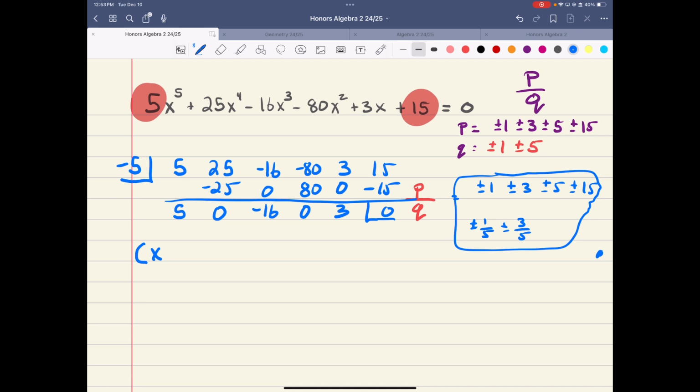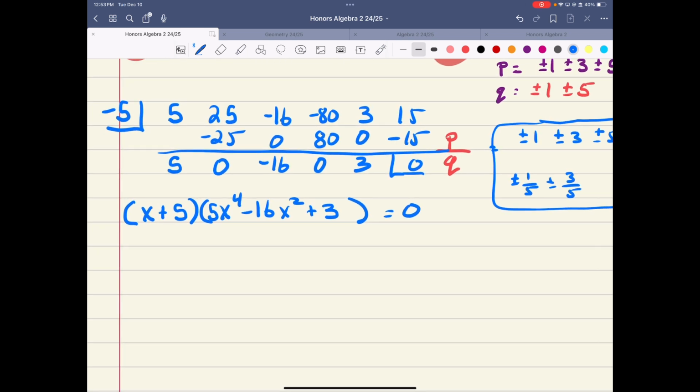Remember, if the zero is negative 5, our factor is x plus 5. And now my second factor is 5x to the 4th minus 16x squared plus 3, and this is all still going to equal 0. Because we're going to find the zeros, we're going to factor, find the zeros, and graph it. So now I've got a trinomial, so I've got 3 terms.